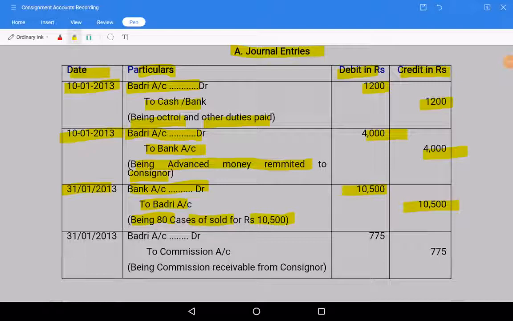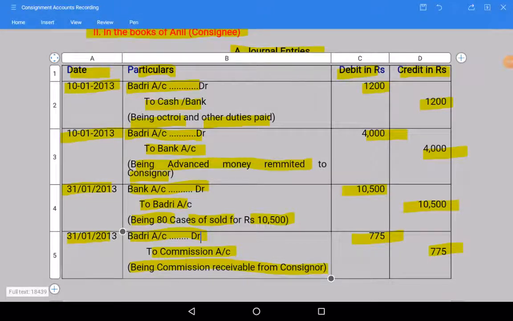Next transaction on 31st: on sales, consignee is receiving commission. We have calculated it in working note 4. Badri account debit to commission account for 775, being commission receivable from consignor. Till here general entries are over in the books of consignee. Let us see the ledger account.